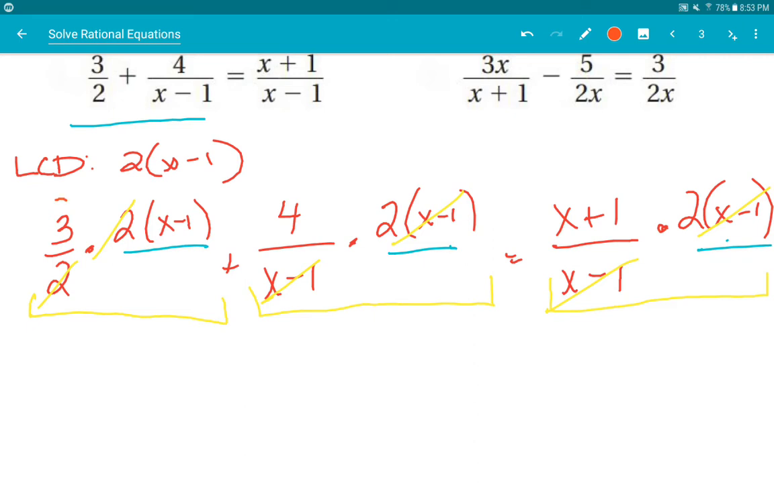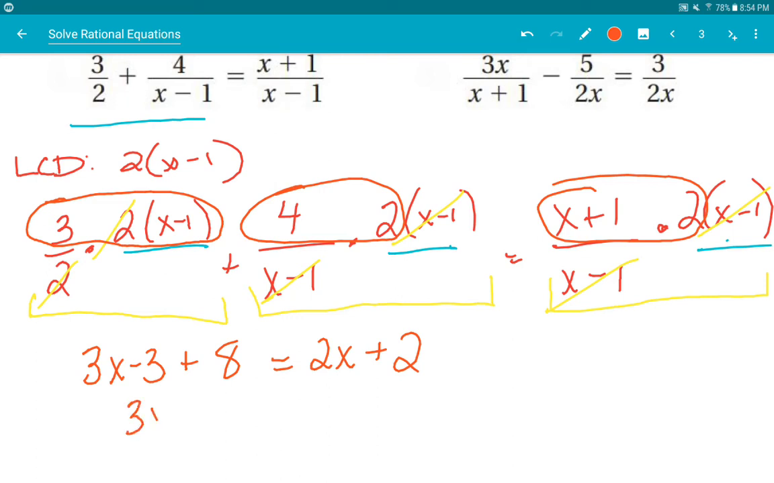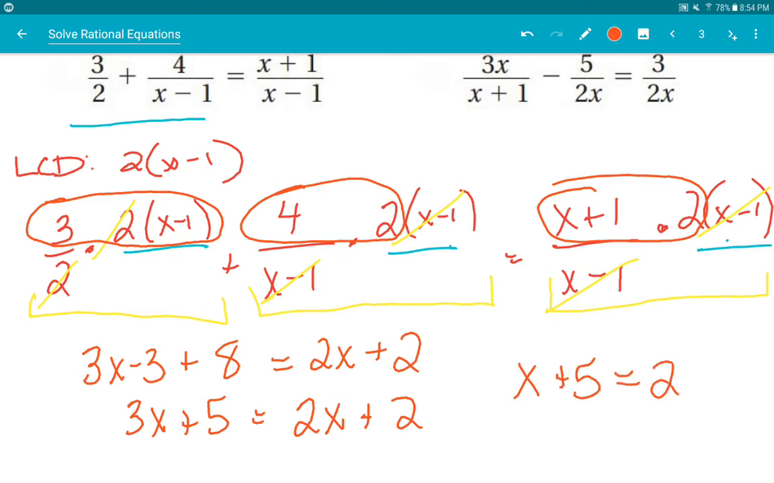So we're just going to have here, okay, 3 times x minus 1. So that's 3x minus 3. Here, all I have is 4 times 2. So that's going to be plus 8 equals x plus 1 times 2. So that's going to be 2x plus 2. No more fractions. Fractions are all gone. So now all we have to do is solve. So this is going to be 3x plus 5 equals 2x plus 2. We're going to subtract the 2x. That's going to give me x plus 5 equals 2. And then we get x equals negative 3. So negative 3 is going to be our solution.